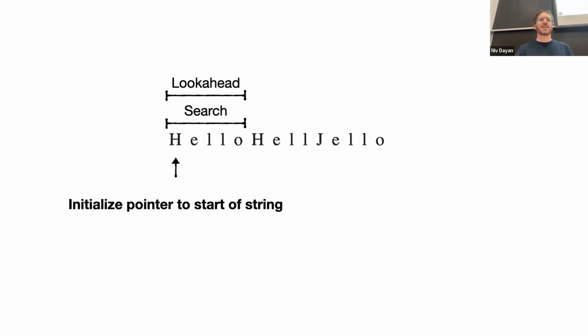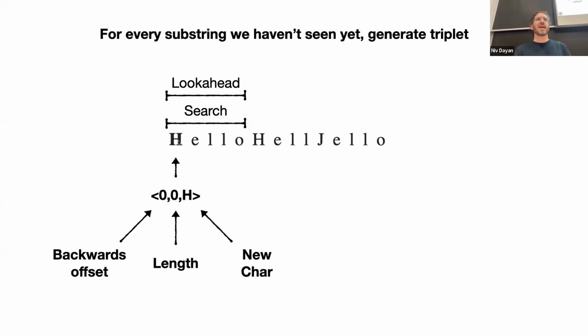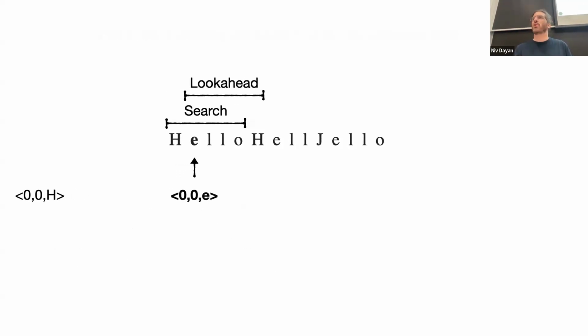Okay, so it starts like this, and we're going to initialize a pointer to the start of the string, and just consider this h. This h is the first character that we're seeing. We couldn't have seen any matching substring before, so we're just going to output the following triplet, which just says no substring before matches, because we've not seen h before.